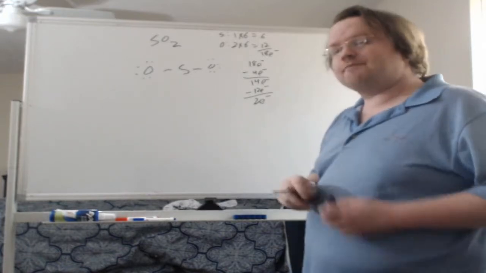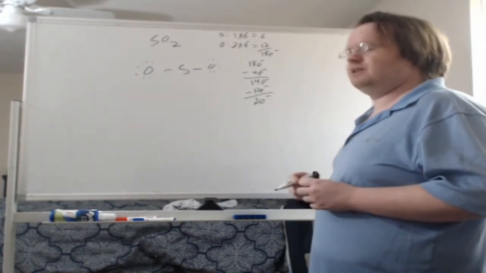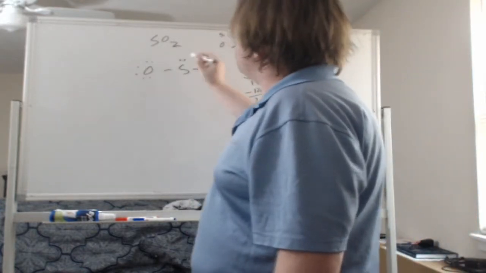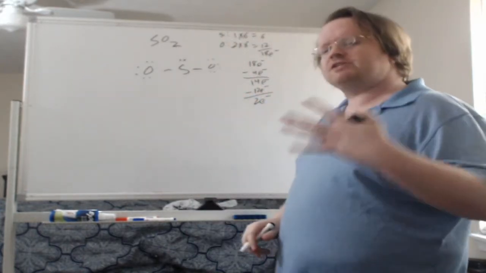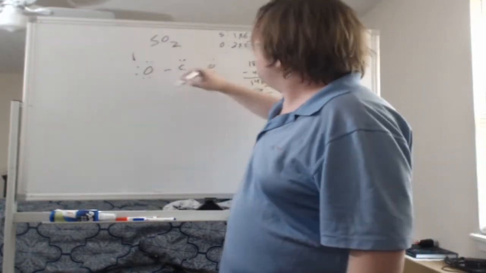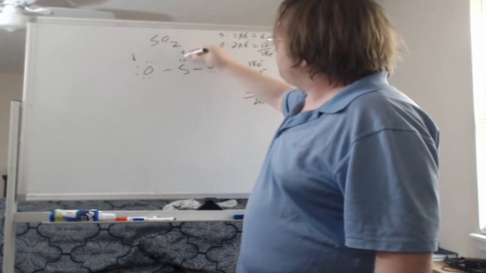So now, our step 4, put any leftover electrons on the center atom. We have 2 electrons left. We put 2 dots here. Now we go to step 5. Step 5 is check the octets. That one's good. That one's good. Middle atom isn't.